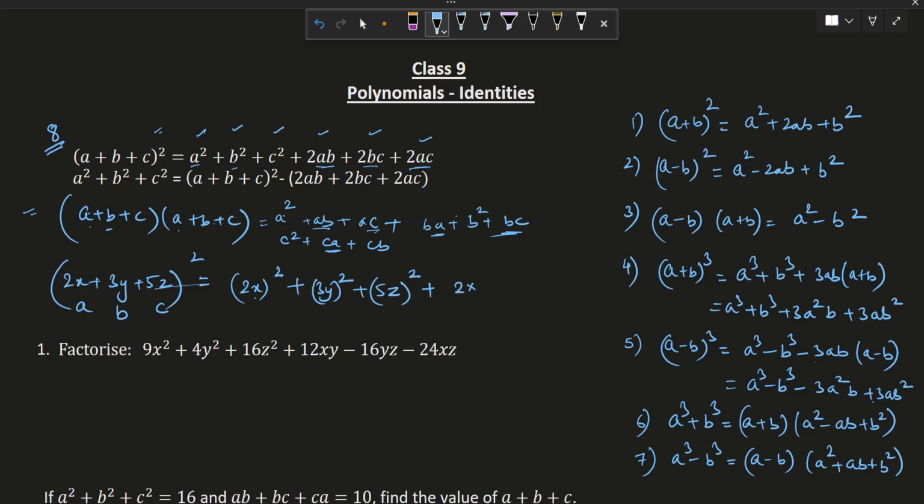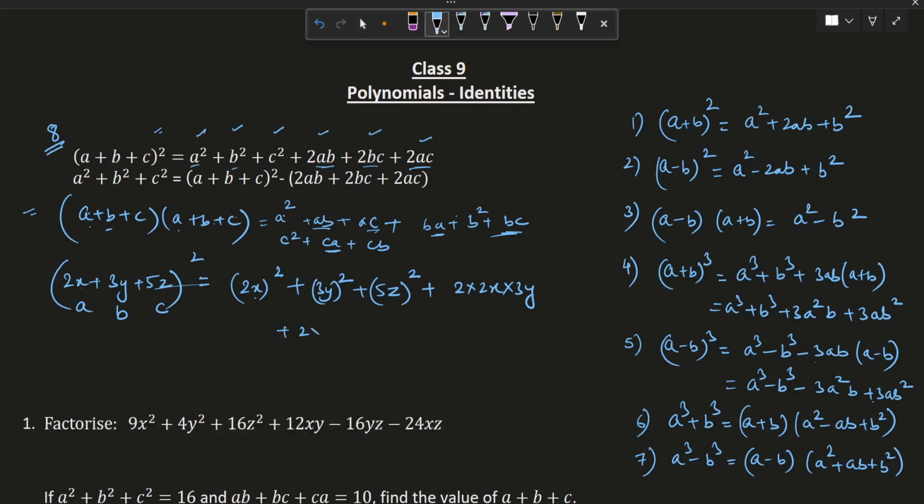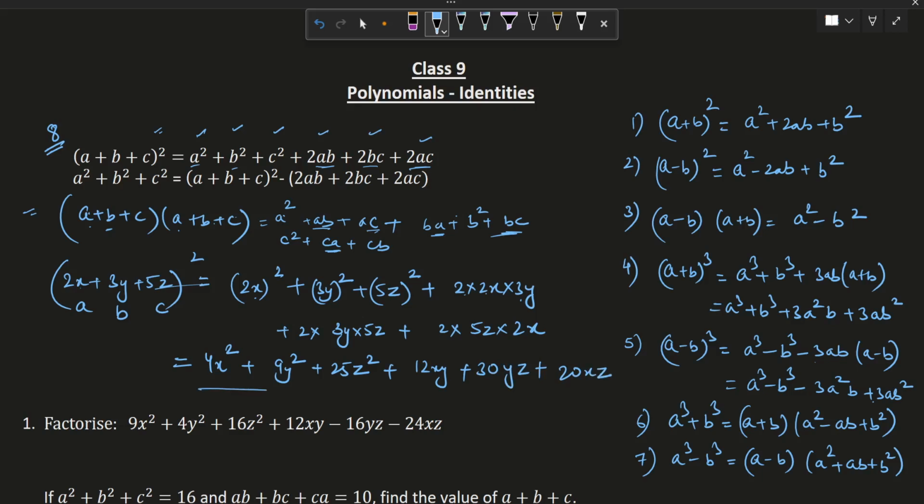Okay, then 2 into a into b. Then plus 2 into b into c plus 2 into c into a. So what will be my final answer? 4x square plus 9y square plus 25z square plus 2 2s are 4, 4 3s are 12, 2 3s are 6, 6 5s are 30yz, and 10 to 20xz. That's your expansion of this.